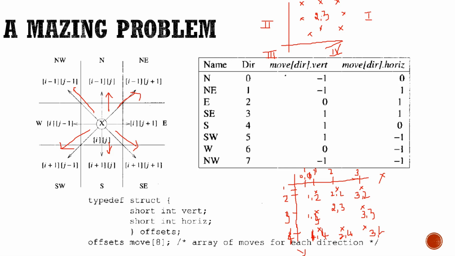So if I generalize this, if it is i comma j, then this is i minus 1 comma j minus 1. This is i minus 1 comma j, i minus 1 comma j plus 1. This is i comma j minus 1, i comma j plus 1. So this is i plus 1 comma j minus 1, i plus 1 comma j, and i plus 1 comma j plus 1. So these will be your index values.